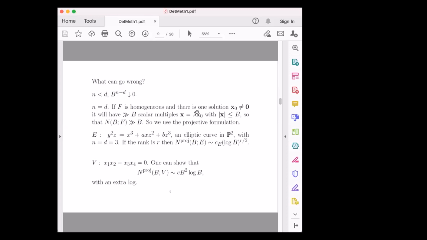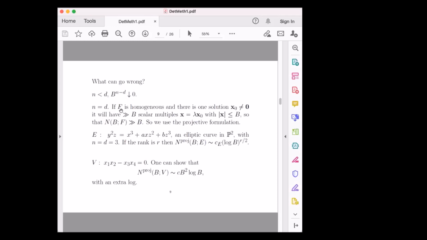Okay, well, let's think about the things that could go wrong with this prediction that N(b) should grow like b to the n minus d. Well, we've already mentioned the possibility that the number of variables n should be less than the degree, in which case b to the n minus d will tend to 0. So that's obviously something one needs to worry about. Things can also go wrong when n is equal to d. So there are various things that can go wrong in this case.